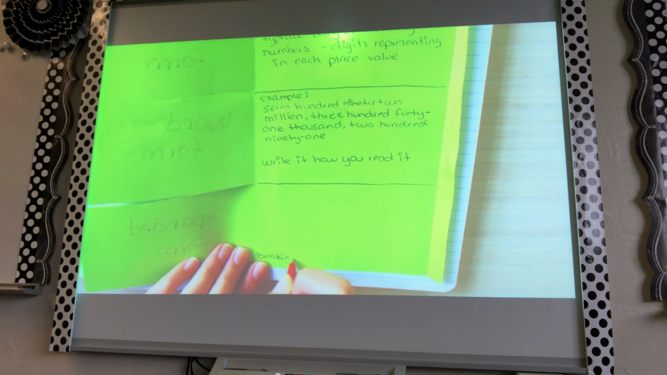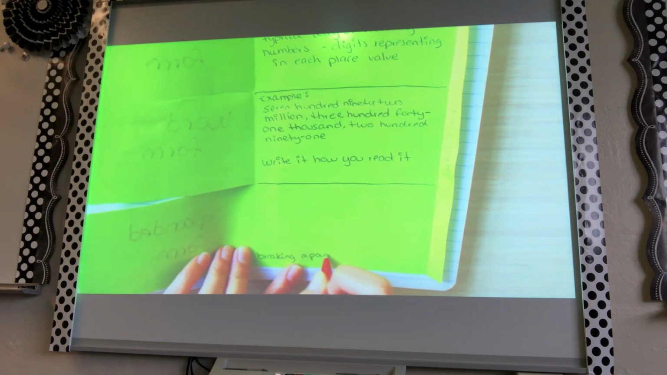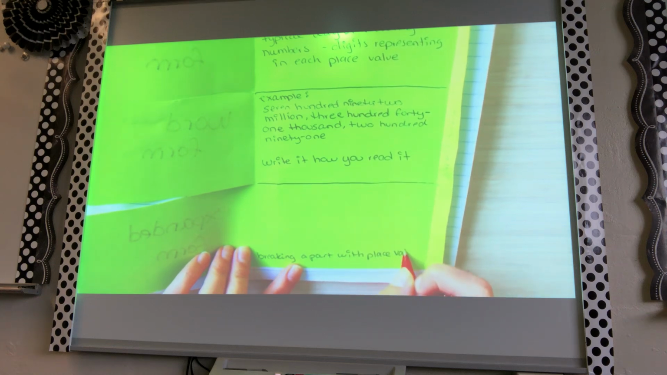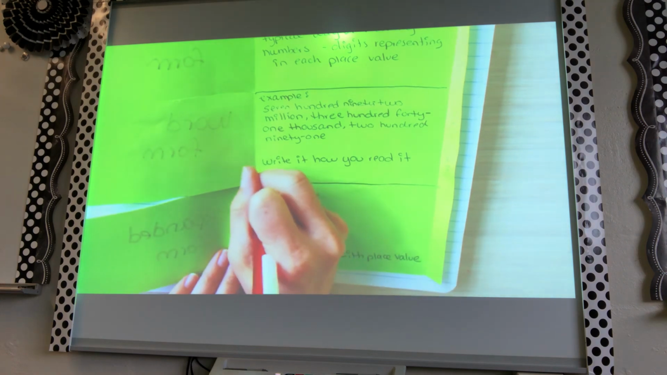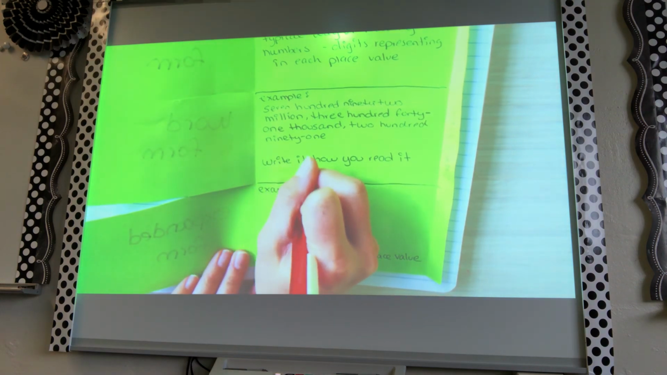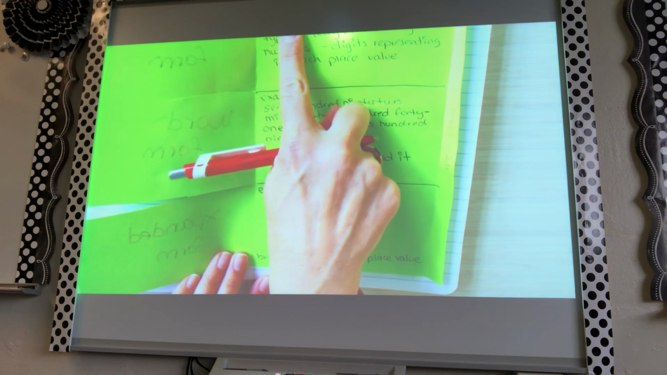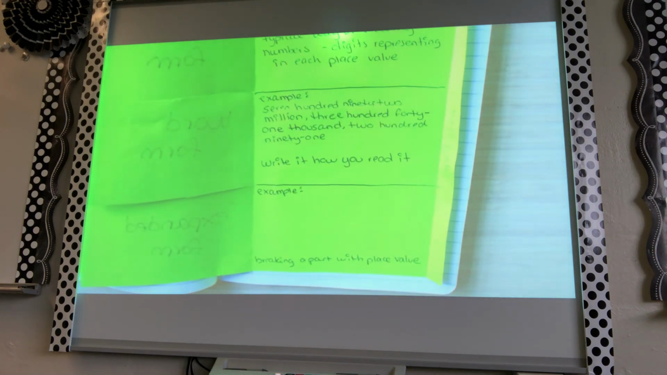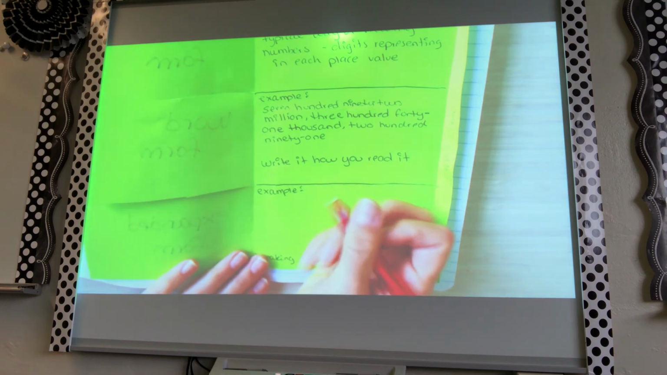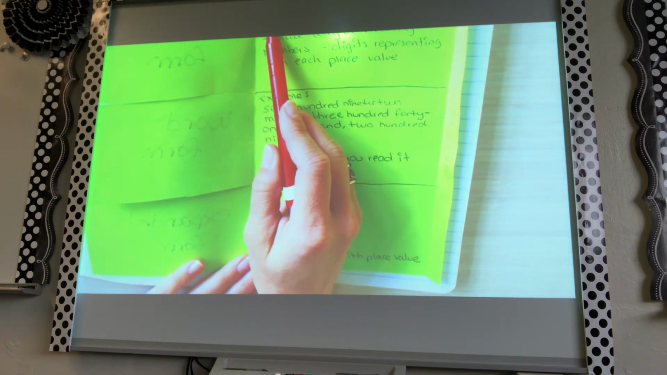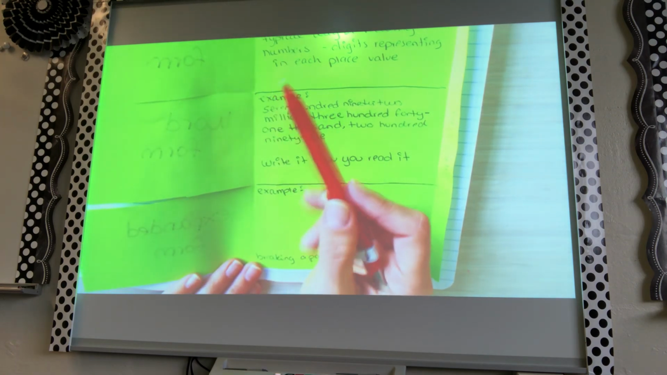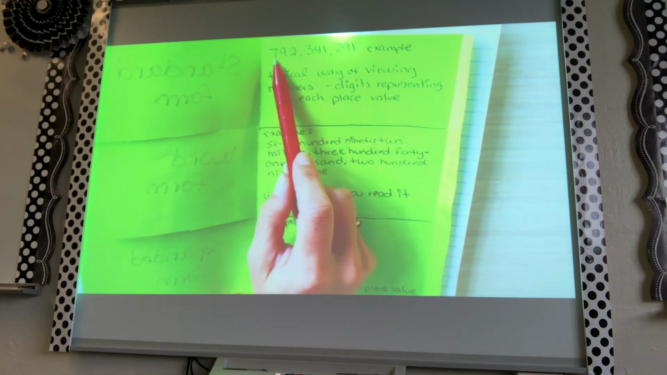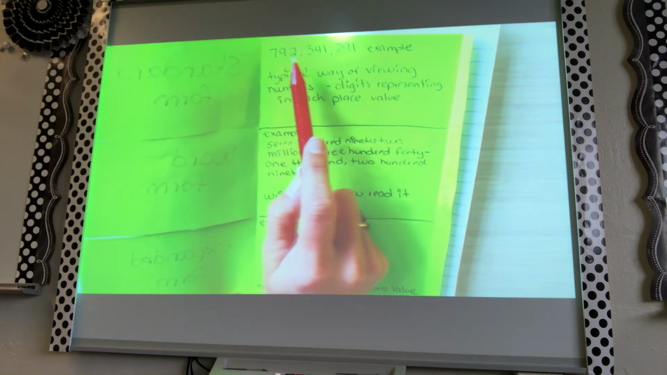Breaking apart with place value. An example for that might include, I'm going to use the same value, 792,341,291. There are a couple different ways that you might see this in 5th grade. Your first is that you separate out the digit from the place value, and you multiply the digit by the place value. So this is a digit 7, this is a digit 9, this is a digit 2.